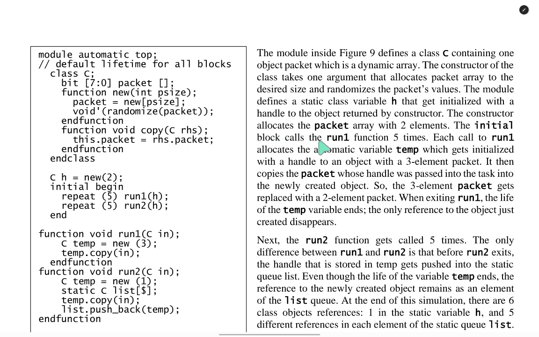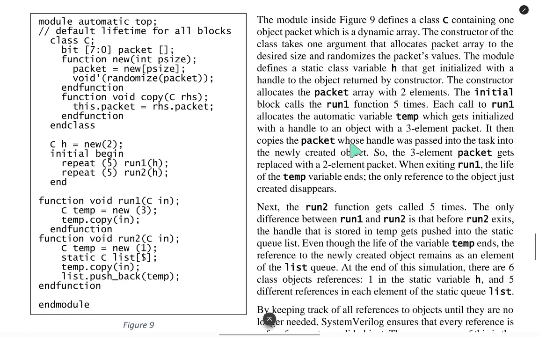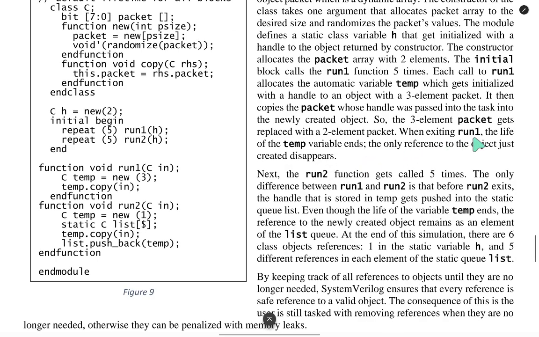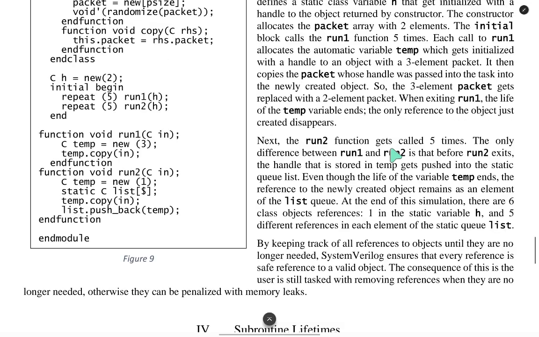The initial block calls the run1 function 5 times. Each call to run1 allocates the automatic variables. Temp gets initialized with a handle to an object with a 3-element packet. It then copies the packet that was passed into the task into a newly created object, so the 3-element packet gets replaced with a 2-element packet. When executing run1 ends, the life of the temp variable ends. The only reference to the object just created disappears.